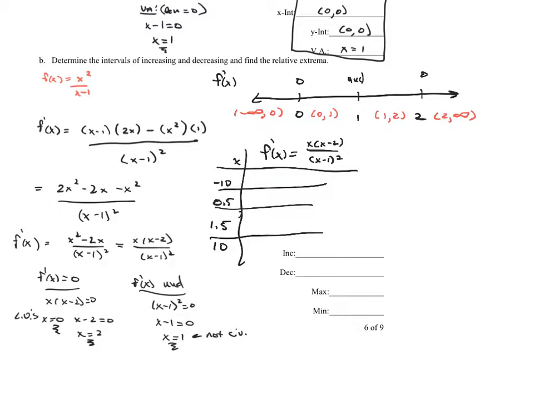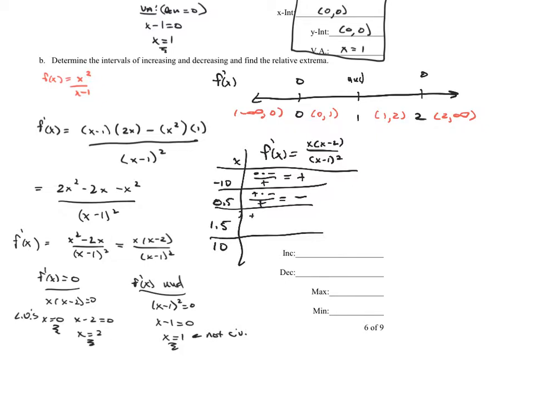If I plug in a negative 10, the first part would be negative. Negative 10 minus 2 is also negative. And then the bottom, no matter what it is, because it's squared, has to be positive. A negative times a negative over a positive is indeed positive. Plug in 0.5, my first factor is positive, my second factor, 0.5 minus 2, is negative. Bottom is always positive. Positive times a negative over a positive would be negative.